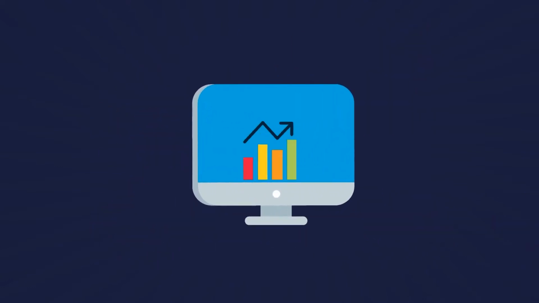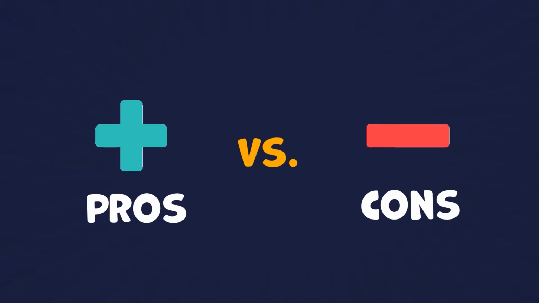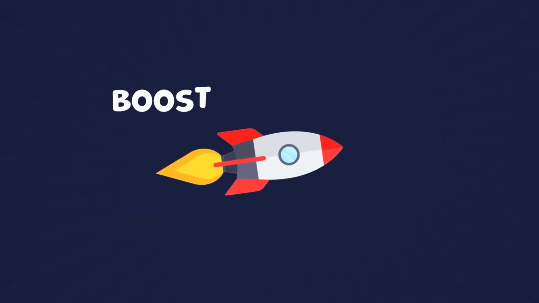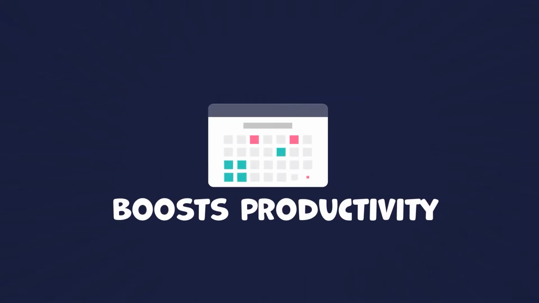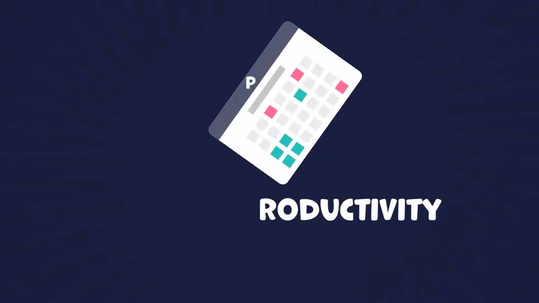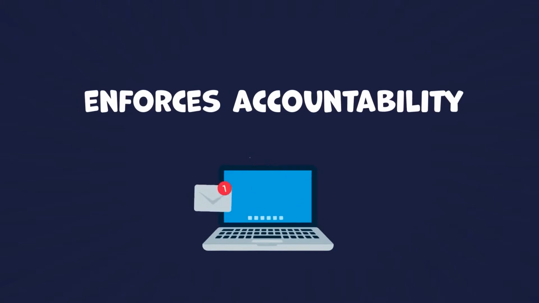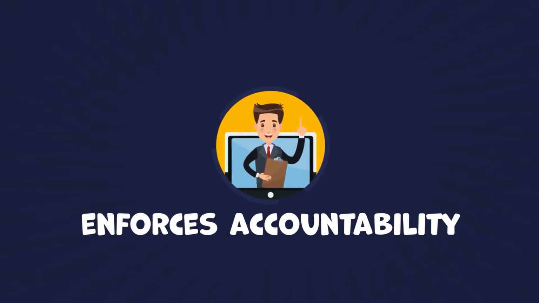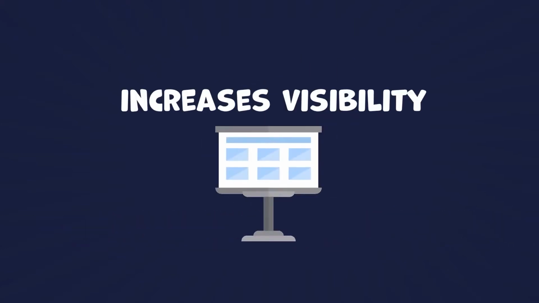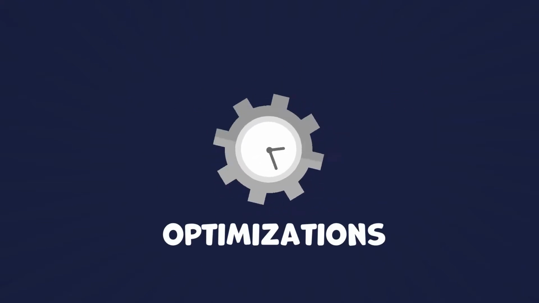Before we implement a BI solution, we have to consider all the pros and cons. It can boost productivity, and once we set the reports, we can easily run them for different periods. BI makes it easy to track performance and enforces accountability to people responsible for the operations. It makes processes more visible and helps managers identify optimization opportunities.